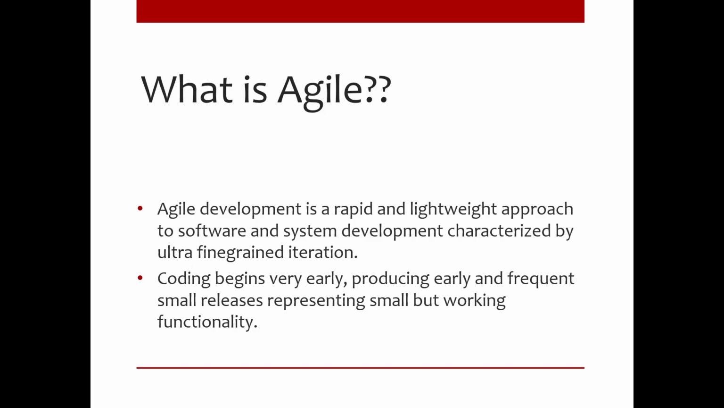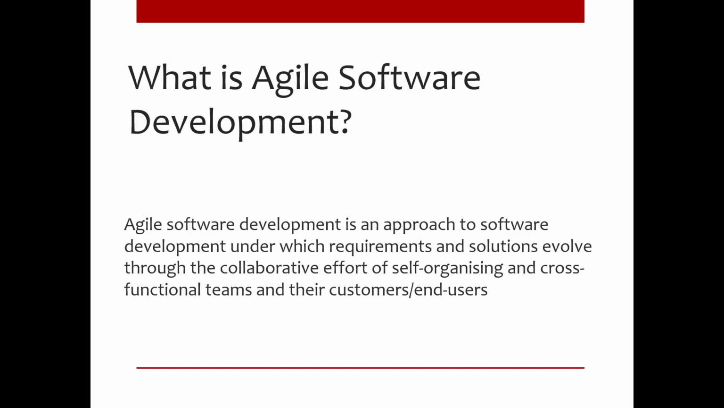Since we have understood what is agile, let us understand what is agile development. Agile development is a rapid and lightweight approach to software and system development characterized by ultra fine-grained iterations. Agile model believes that every project needs to be handled differently and the existing methods need to be tailored to best suit the project requirement.